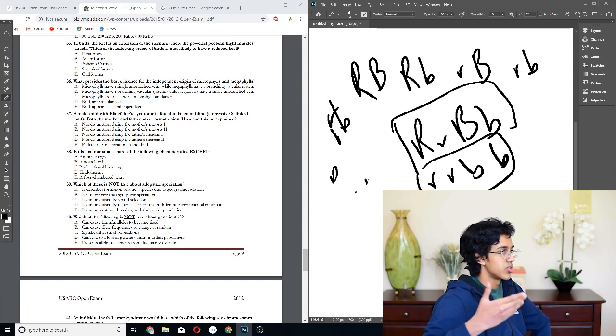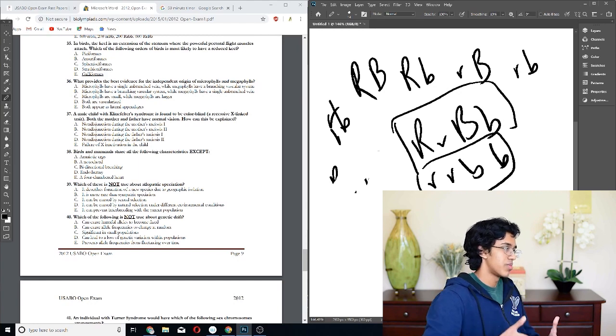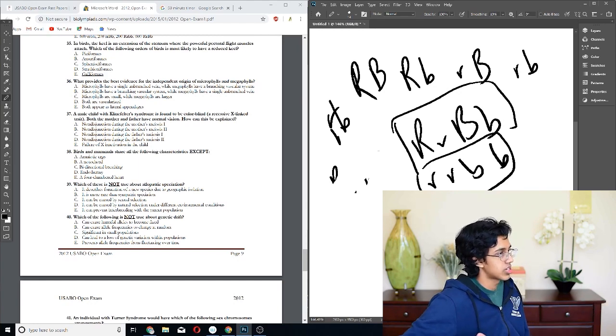Size is obviously not a distinguisher between origins, because some mammals are way bigger than others. So I think it should be A, 36A.